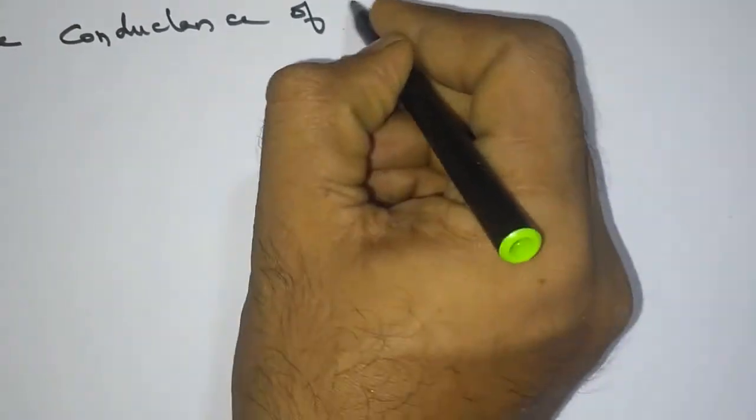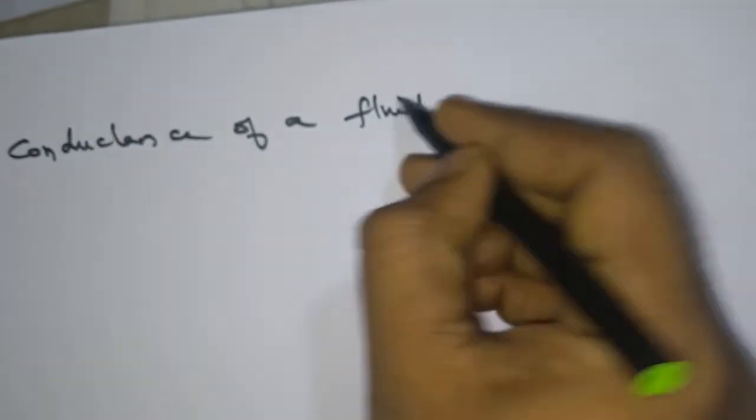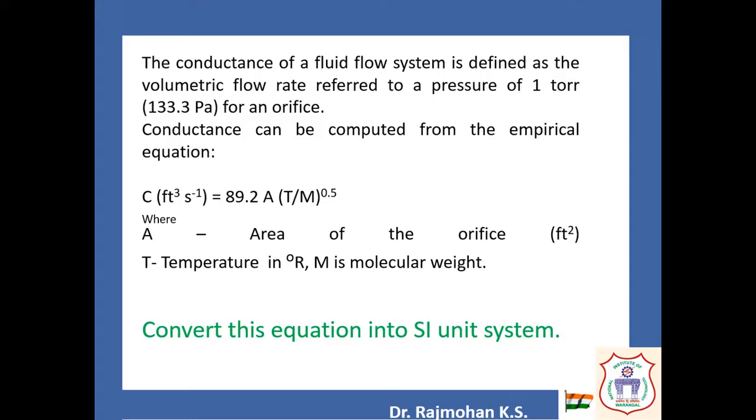Okay, the conductance of a fluid flow system is defined as volumetric flow rate referred to a pressure of 1 torr, that is 133.3 kilopascal, for an orifice.